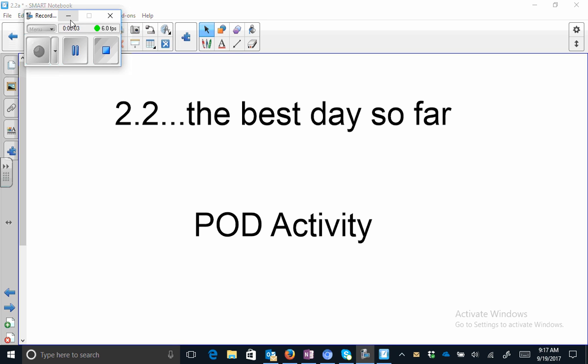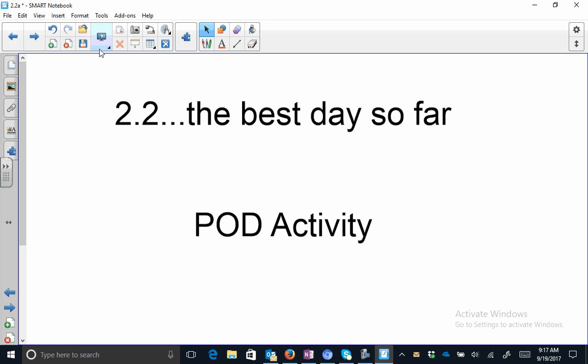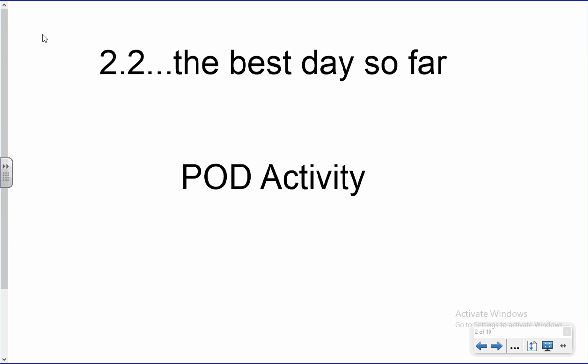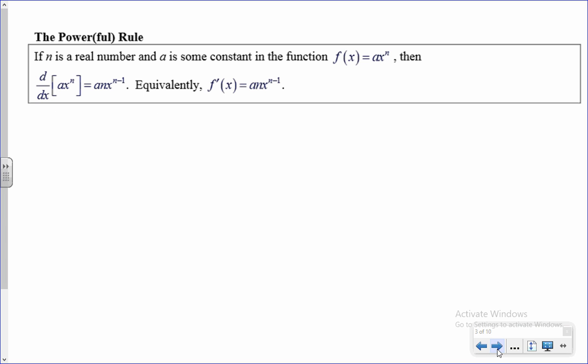Instead of having to do the limit of the difference quotient every single time, we have what's called the power rule. Okay? If you have a to the x raised to the n power, its derivative becomes n times a x to the n minus 1. I'll let you write it down and we'll talk about it again.